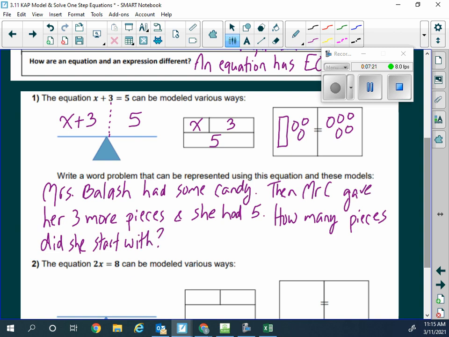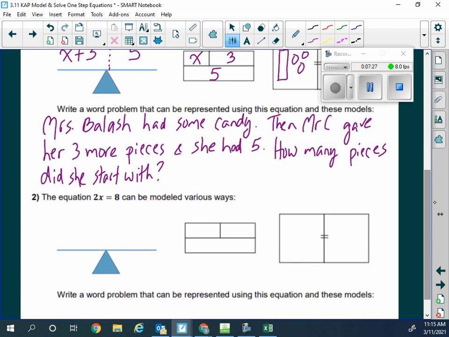Okay. There's an infinite number of examples we could do here. I just thought that one was easy. Okay, let's look at the next one. 2x equals 8 can be modeled various ways. Same thing, we're going to imagine a line, our scale. 2x and 8 are equal to each other.